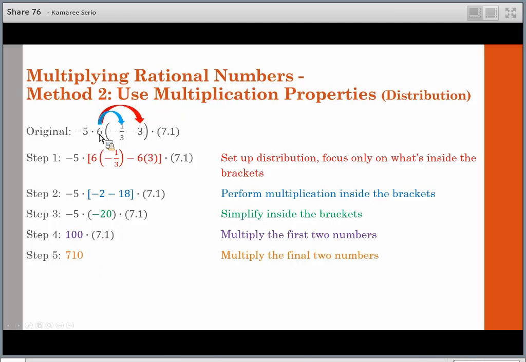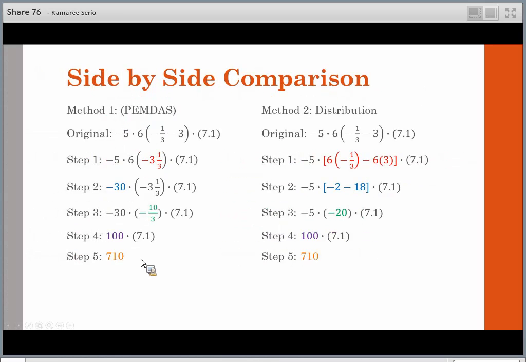It's just a matter of whether or not you think this distribution step up here first is easier, or if you like doing the PEMDAS where you combine this first and then just multiply everything. Okay, so here are both methods side by side. So here's the PEMDAS on the left, and here's the distribution on the right. Okay, notice that our last two steps for both of these are the same, and we get the same answer both times. It's just a matter of how we started. So up here, we combined our parentheses first, and on this distribution side, we distributed this 6.